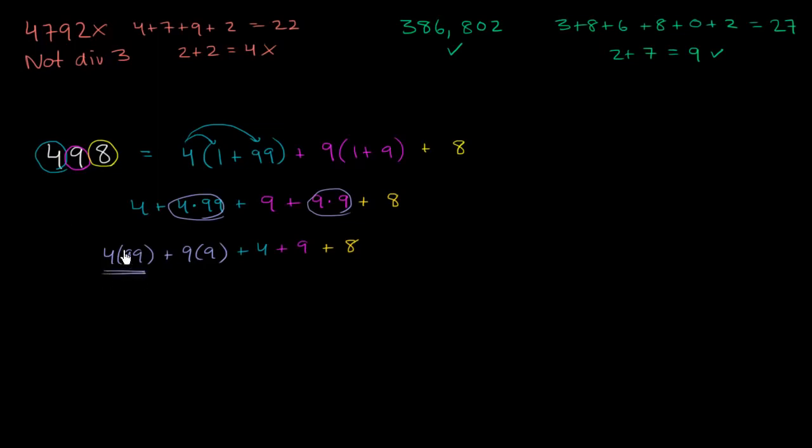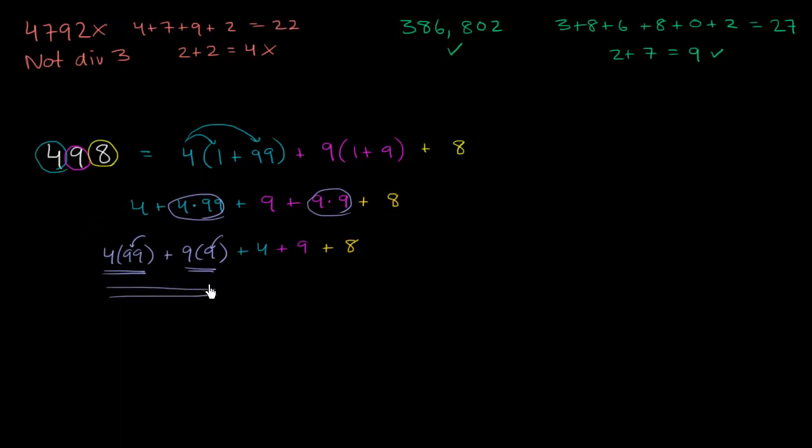This is divisible by 3 because 99 is divisible by 3 regardless of what we have over here. You don't even have to look at this. This is divisible by 3, so if you're multiplying, it's still going to be divisible by 3. If you add two things that are divisible by 3, the whole thing is going to be divisible by 3. So all of this is divisible by 3. And if you had other digits here, you would have done the same exact thing. Instead of having 1 plus 99, you would have 1 plus 999, 1 plus 9,999, etc.